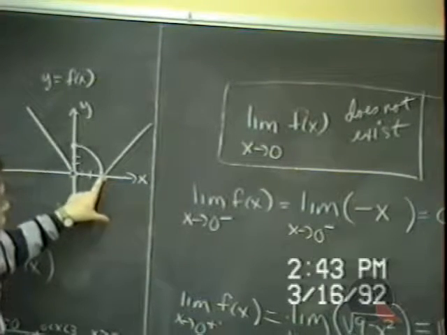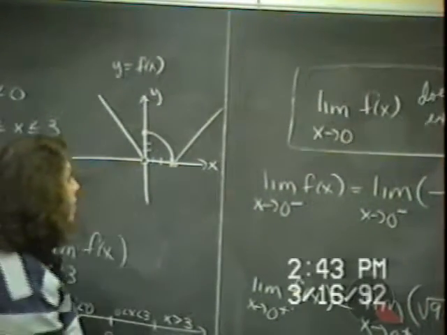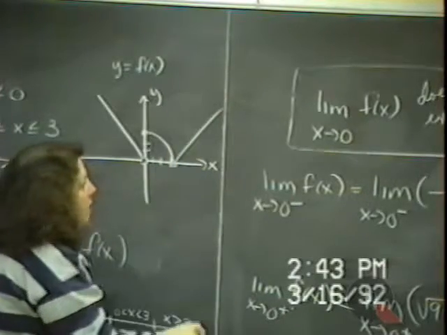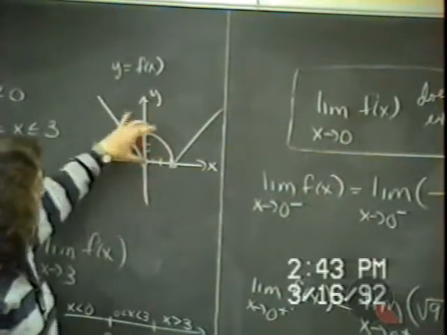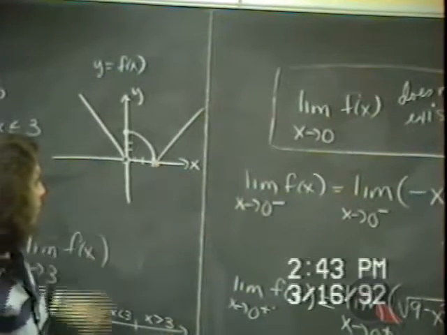By the way, if this had been an open circle, that would not have affected the value of the limit. It's what's happening as you get close to 3. So if this had been open, it still would have had the same limit. The road from the left and the road from the right have to come together at a point, even if that point is not part of the actual graph of the function.